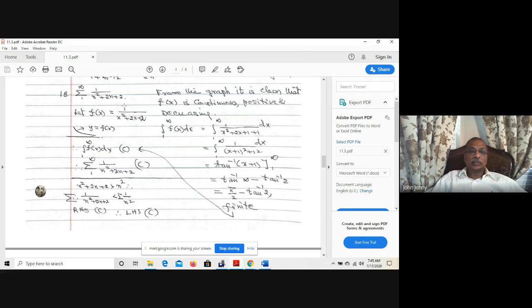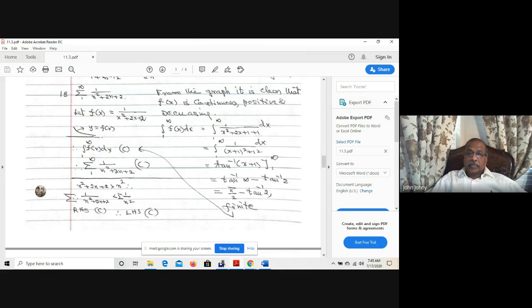f(x) is equal to 1 over x squared plus 2x plus 2. So the integral from 1 to infinity of f(x) dx is equal to the integral from 1 to infinity of 1 over x squared plus 2x plus 2. That is written as x squared plus 2x plus 1 plus 1, because x squared plus 2x plus 1 is a perfect square. So that is the integral from 1 to infinity of 1 over (x plus 1) squared plus 1 squared. The integral of 1 over 1 plus x squared is tan inverse x, and so this is tan inverse of (x plus 1) from 1 to infinity.